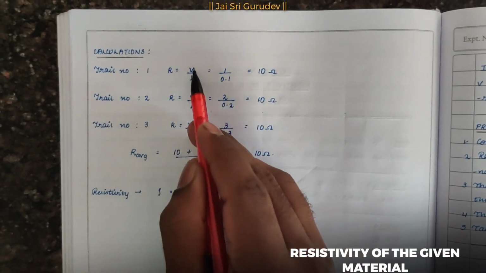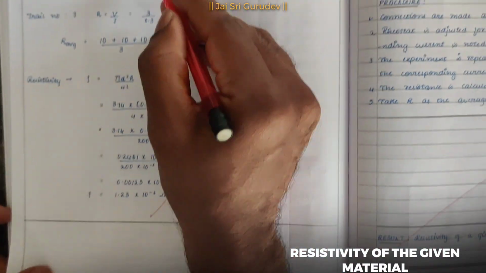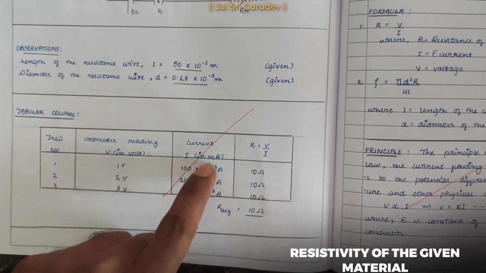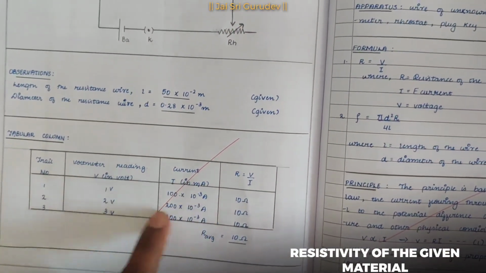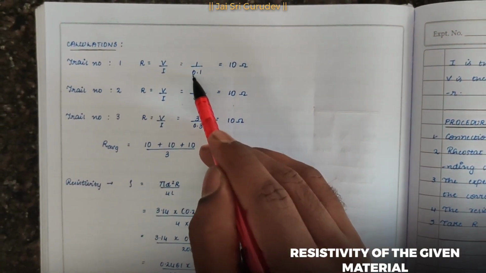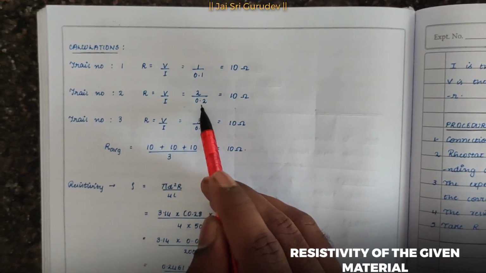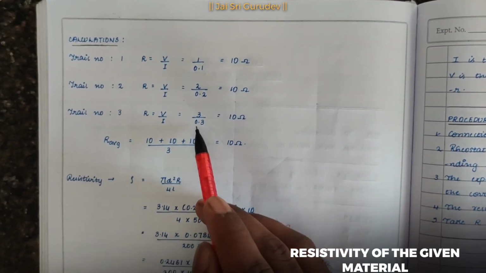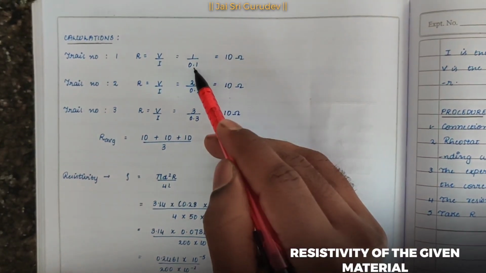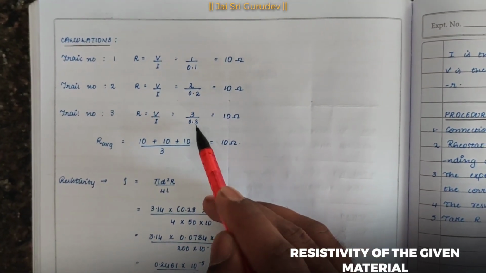Calculations. R equals V by I. V is 1 volt and I is 100 into 10 power minus 3 amps. It can also be written as 0.1. 100 into 10 power minus 3 is 0.1, 200 into 10 power minus 3 is 0.2, and 300 into 10 power minus 3 is 0.3. Now 1 by 0.1 is 10 ohms, 2 by 0.2 is 10 ohms, and 3 by 0.3 is 10 ohms.